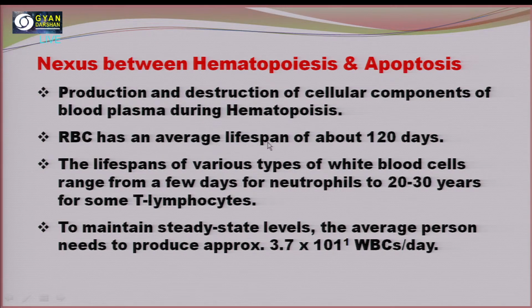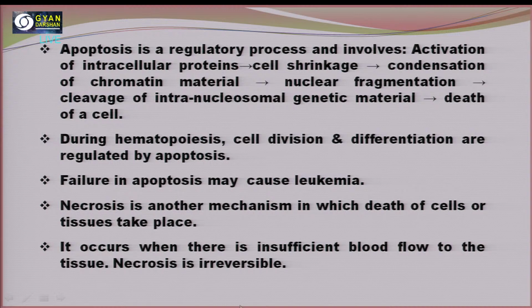The RBCs have an average lifespan of about 120 days. The lifespan of various white blood cells ranges from a few days for neutrophils to 20 to 30 years for some lymphocytes. To maintain a steady state level, the average person needs to produce approximately 3.7 x 10^11 WBCs per day.